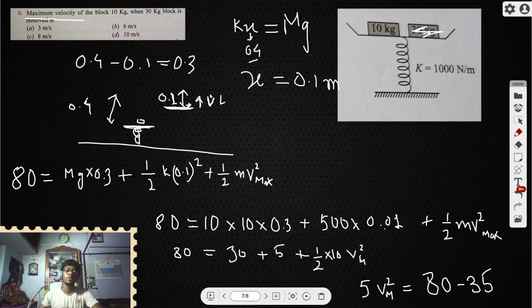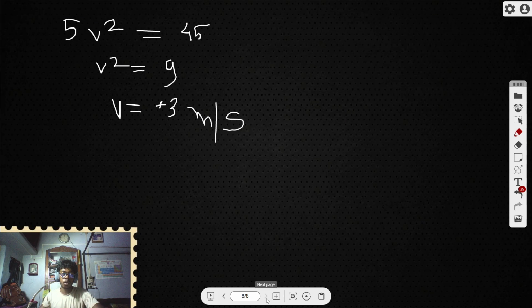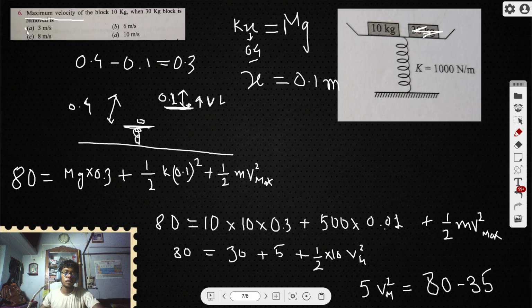In this kind of SHM motion, it has the maximum velocity when it is leaving the ground, because after this its velocity will decrease, at a point it will become zero, and it will wait for some time until it comes down again. So its velocity is maximum only when it is leaving the ground, at 0.1. Here the velocity is Vmax, and the mechanical energy of this part equals the initial mechanical energy, because mechanical energy was conserved. From here the velocity came to be 3 meter per second, so our answer will be option A, 3 meter per second.